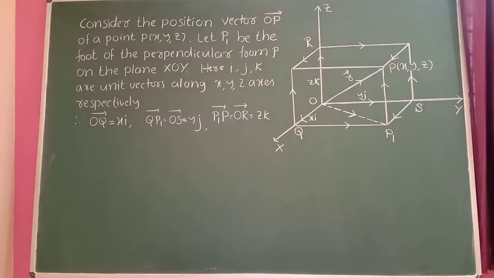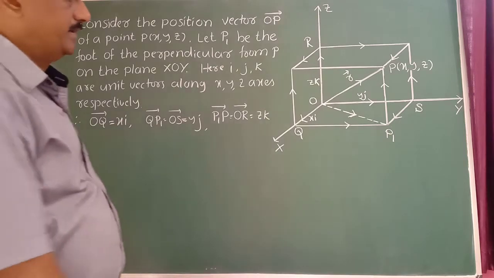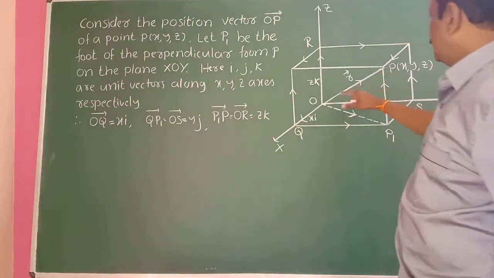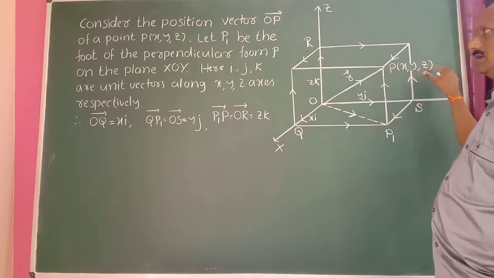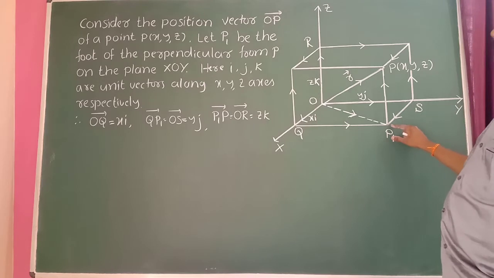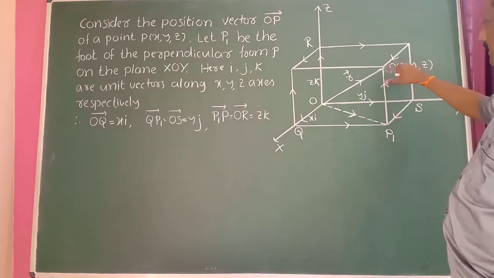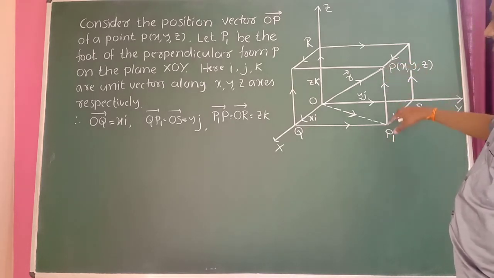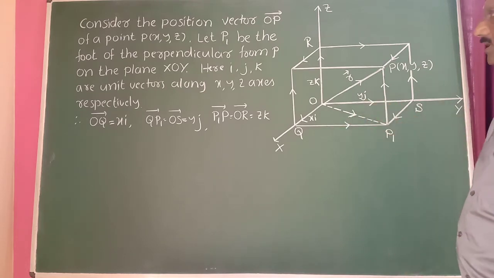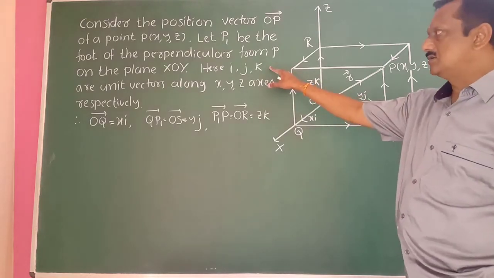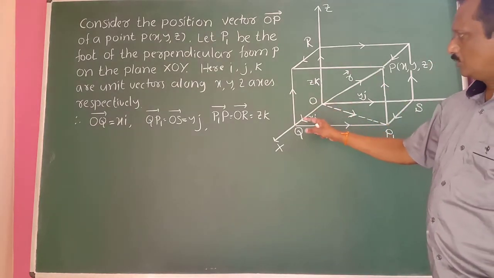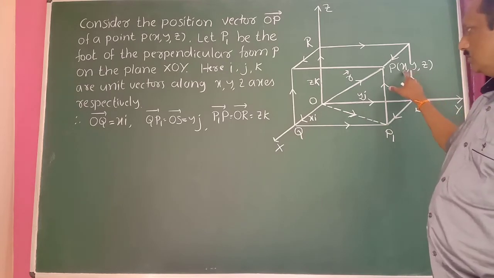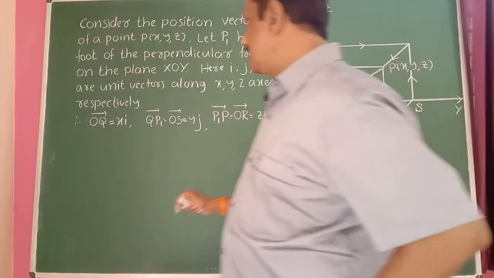Consider the position vector OP bar of a point P(x, y, z) here. Here OP bar is the position vector of the point P with respect to O. Coordinate of P is (x, y, z). Let P1 be the foot of perpendicular, the foot of the perpendicular of the point P on this XY plane. Here i, j, k are the unit vectors along X axis, Y axis and Z axis. Hence here OQ is equal to x. Then OQ bar becomes xi.